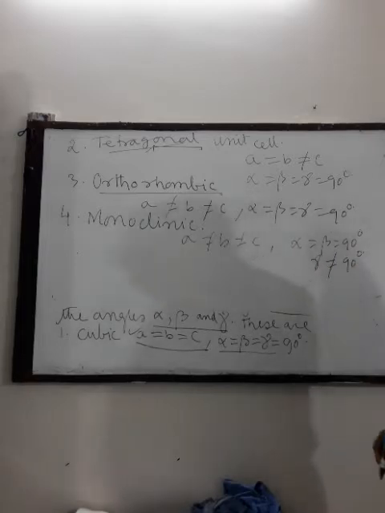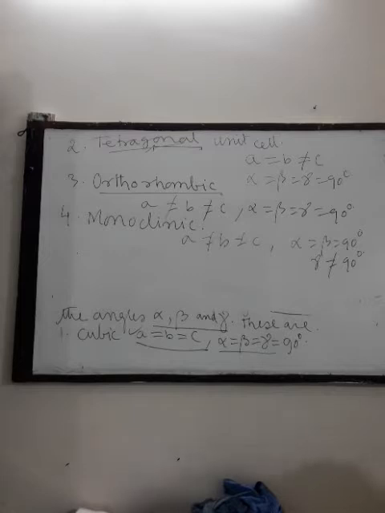90 degree. So in any unit cell where all three sides are different and two angles are the same and equal to 90 degree, and one angle is other than 90 degree, then such unit cell is called monoclinic unit cell.